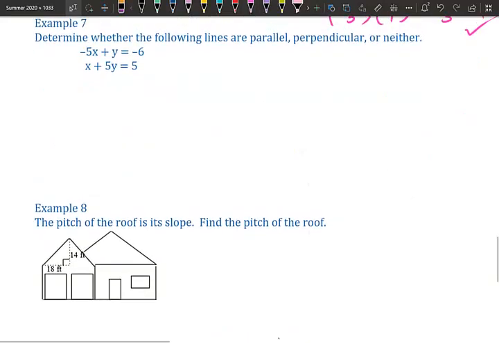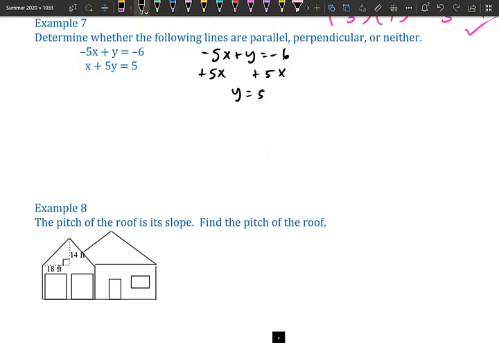We're going to determine whether the following lines are parallel, perpendicular, or neither. So basically same thing. Let's compare our slopes. So for our first one, we have negative 5x plus y equals negative 6. I'm going to add 5x over. So we have y equals 5x minus 6. So our m is 5.